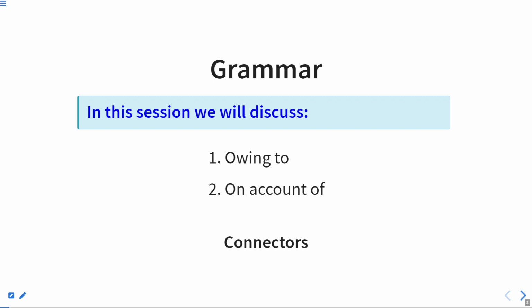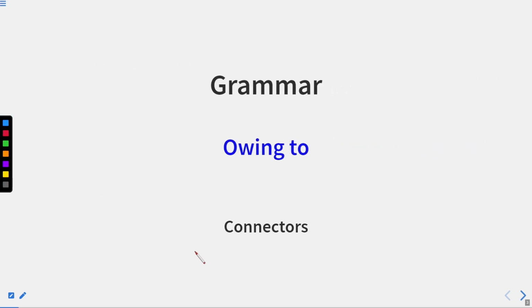Well, in this session, we are going to discuss some more cause denoting prepositions, as we had discussed in our earlier session as well. So, in this session, we are going to discuss two more cause denoting prepositions, and those are owing to and on account of. We are going to discuss these two one by one. So, first of all, we'll discuss owing to.